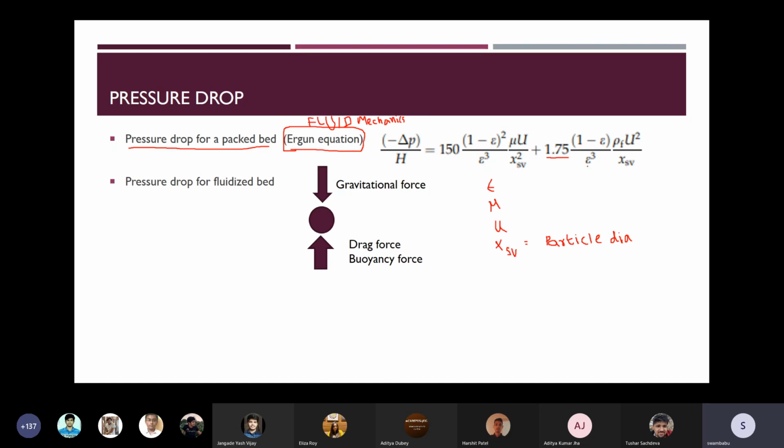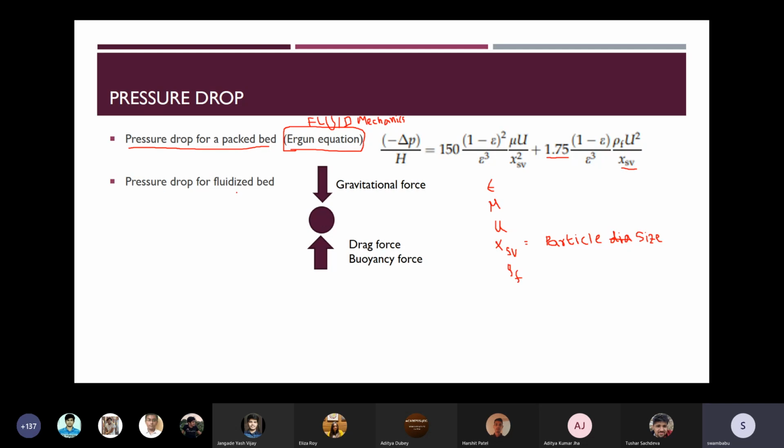Plus 1.75, into (1 minus epsilon), where epsilon is void fraction, over epsilon cubed, again void fraction cubed. Rho F is fluid density. Again, U is velocity, and x_SV is particle size, not diameter, particle size. Right? So that is about the packed bed.